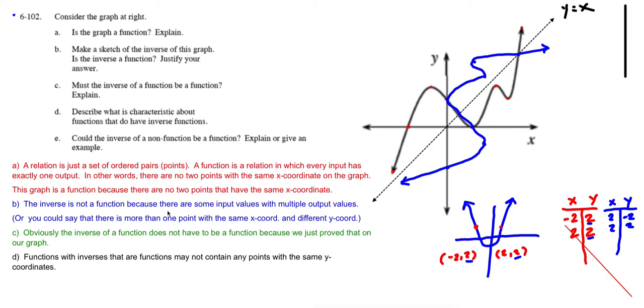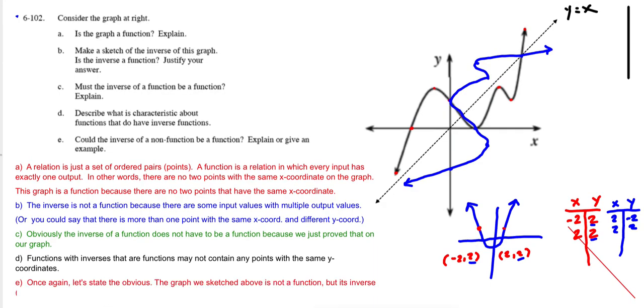All right, let's go to letter E. Could the inverse of a non-function be a function? Explain or give an example. Well, that's easy. Think about this. Here we have a graph that is not a function, right? This is not a function. But we know that the black one is the inverse of our blue one. So if we had started with our blue one here, we'd say, well, that's not a function, but its inverse is a function.